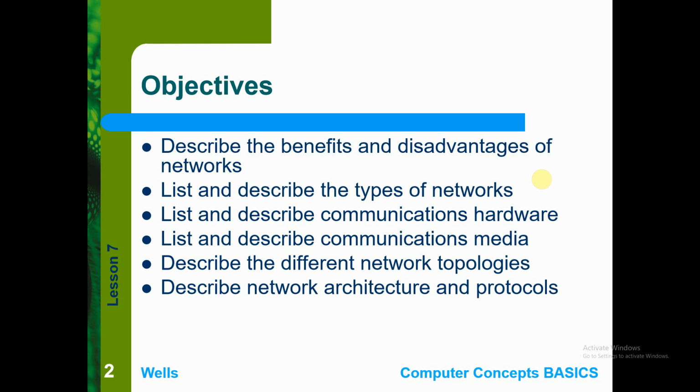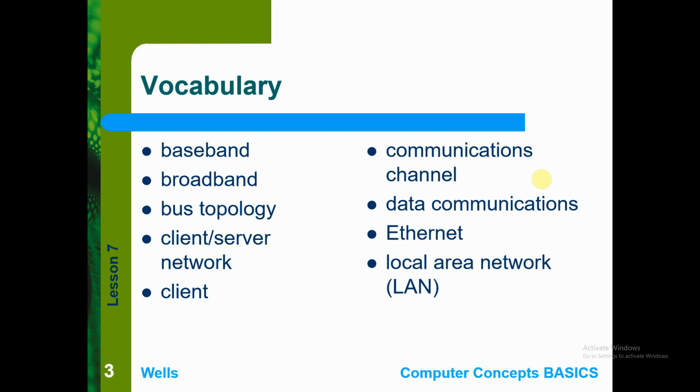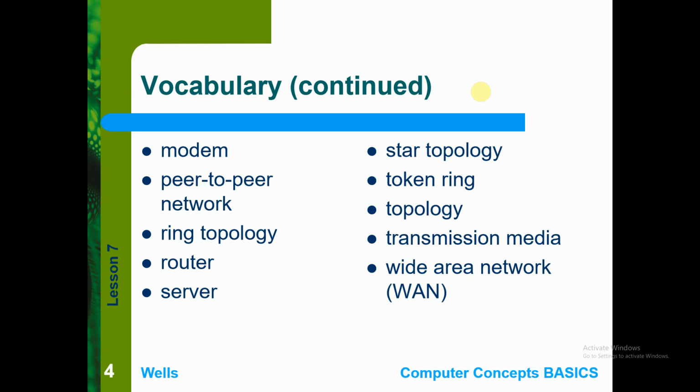We will also describe their importance. And the different topologies will be described as well as the network architecture protocols. And then a few vocabularies naman: baseband, broadband, topology, bus, the client-server network, communications channel, data communications, Ethernet, and the local area network or the LAN. And of course, we have these terms: peer-to-peer network, modem, also the ring topology, router, server, star topology, token ring, transmission media, and the wide area network.